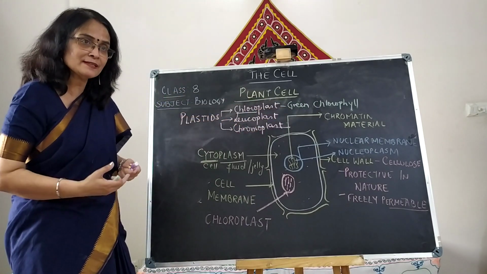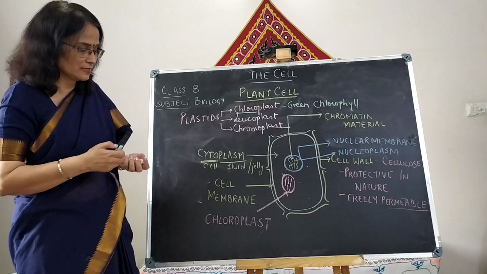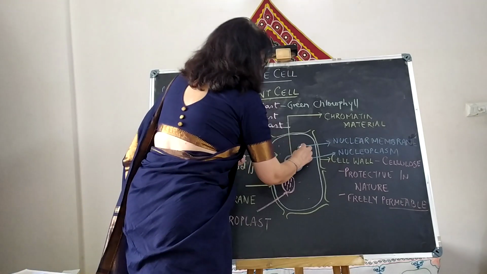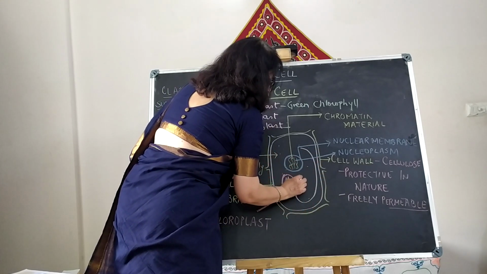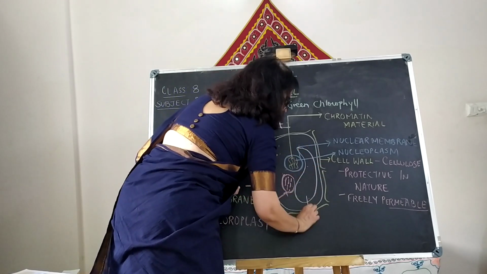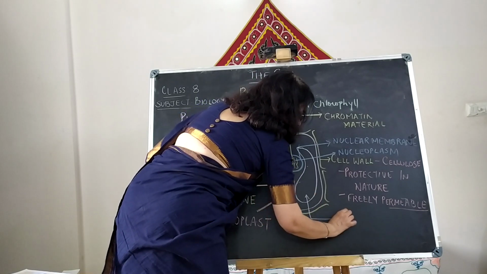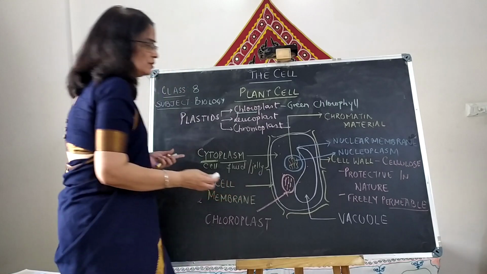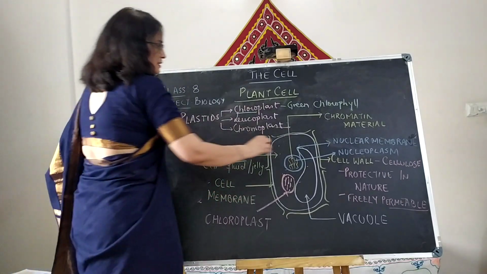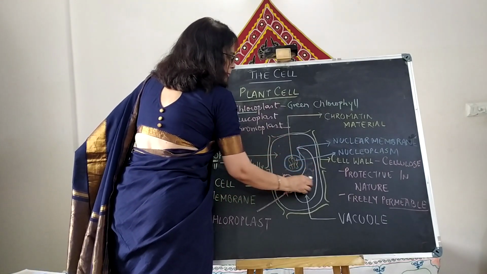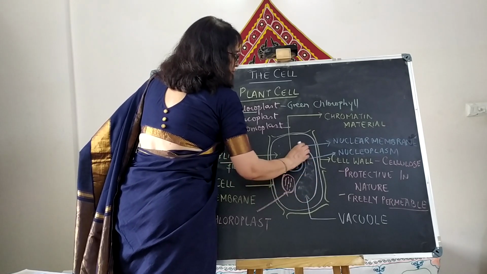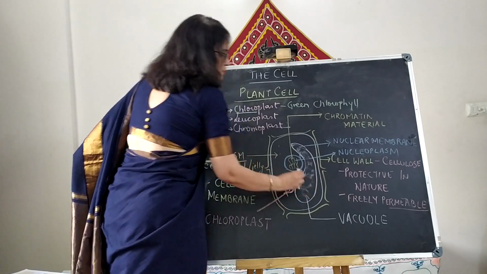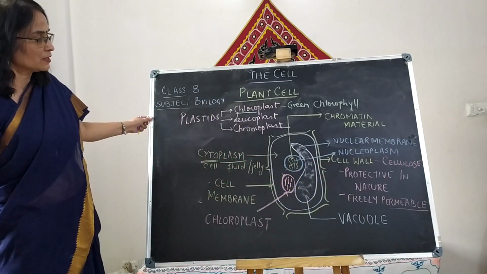Apart from that, there are many other organelles that might be present, but in a plant cell actually there is a big vacuole that might be present. Now what is this vacuole that I have drawn over here? Vacuole is a structure which is going to contain a lot of sap, food material, etc. And in the plant cells it is really big and occupies most of the space.